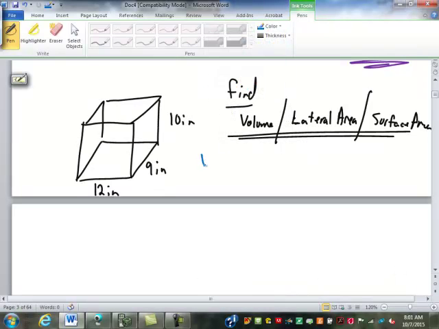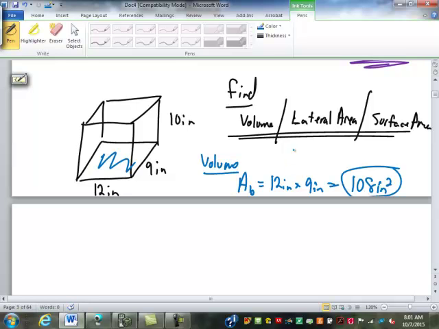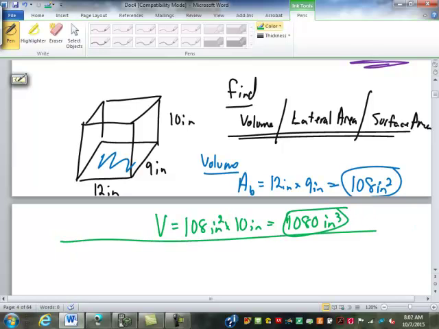So, to find the volume, first step is to find the area of the base. I'm going to use the bottom as the base. So 12 inches by 9 inches is 108 square inches. How many of you found that? Okay, so that means to find the volume, 108 square inches times 10 inches is 1,080 cubic inches. How many had that as the volume? Perfect. So we're sweeping the field so far.